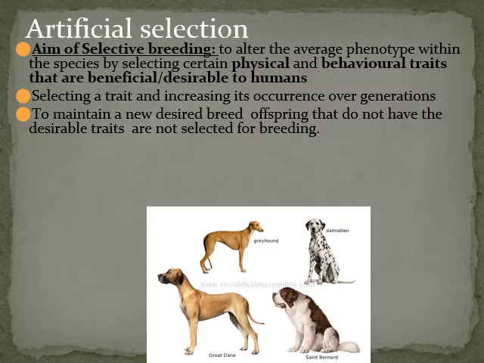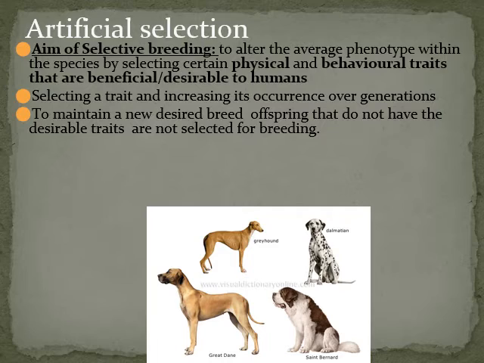And we also do this by maintaining our new desired breed. What we do is offspring that don't have the desirable trait are not selected for breeding. In other words, if there is an animal that is not producing my desirable trait, let's say it's a chicken, and it's not producing lots of eggs, I'm not going to let that chicken reproduce. I'm not going to let its eggs get fertilized, and therefore there's going to be no more female chickens from that lineage that are going to be able to lay eggs and reproduce.